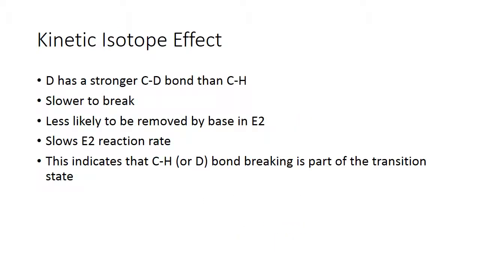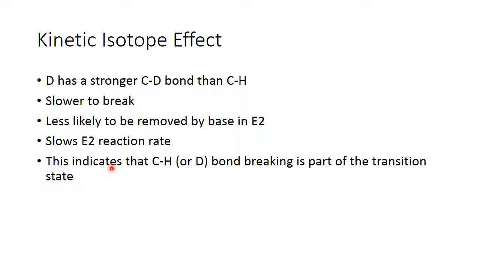There is something called the kinetic isotope effect. Let's look at deuterium. Deuterium is just a hydrogen atom with a neutron in there. Hydrogen is considered to have no neutrons because the majority of them do not. So when we write H, we're just saying hydrogen with no neutrons. Because of the greater mass of deuterium, the carbon-deuterium bond is stronger than the carbon-hydrogen bond. That stronger bond makes it slower to break. As a result, it's less likely to be removed by a base in E2 because the stronger bond slows that reaction rate.